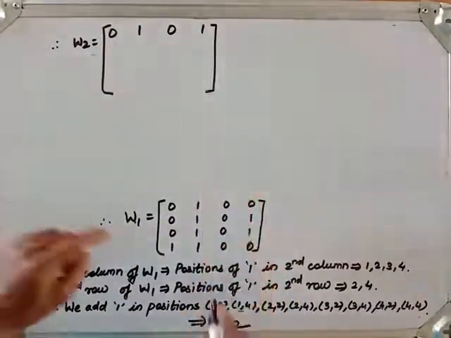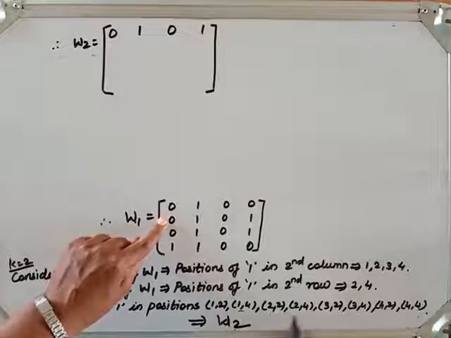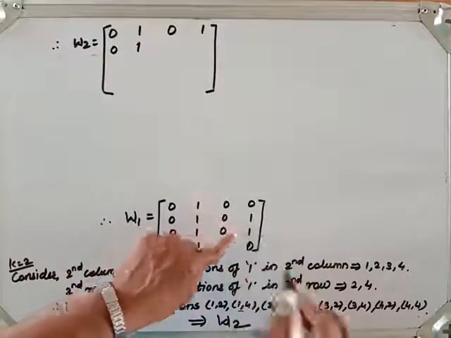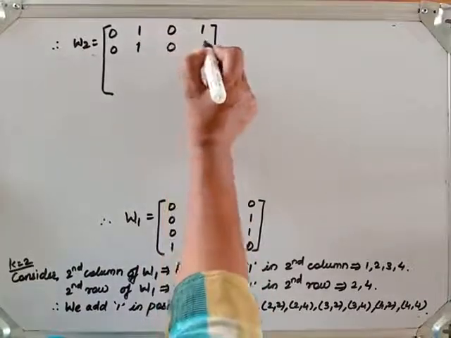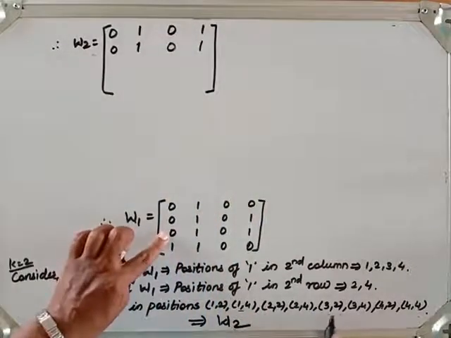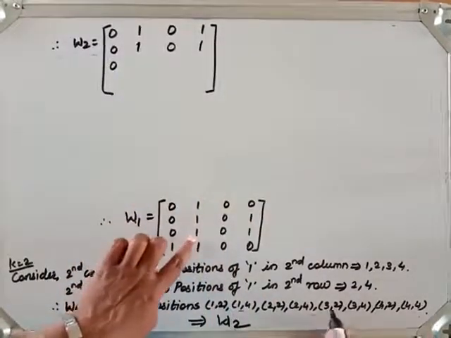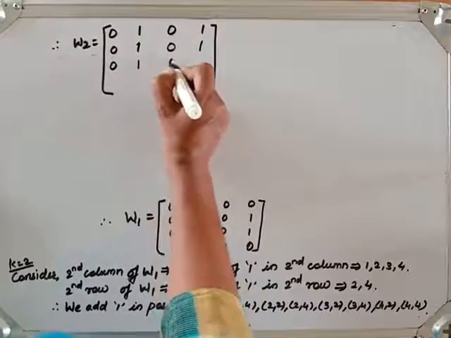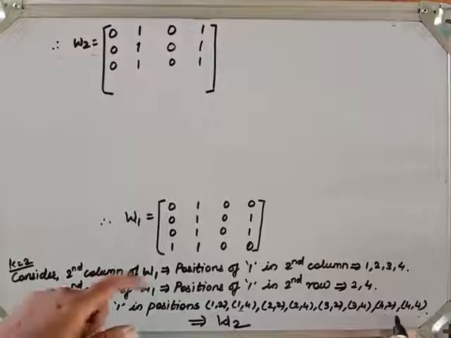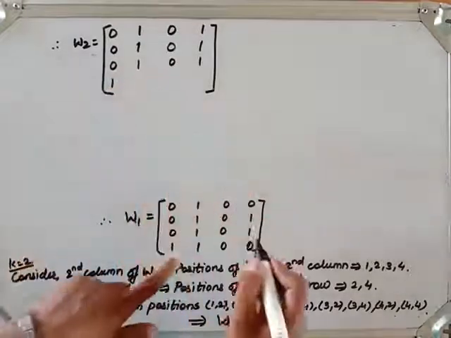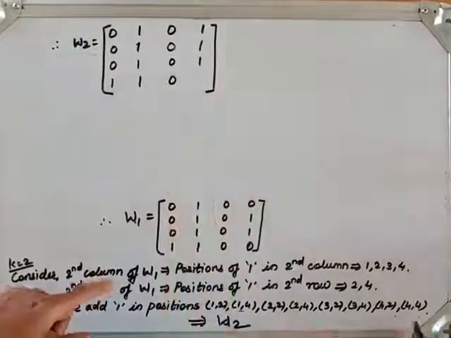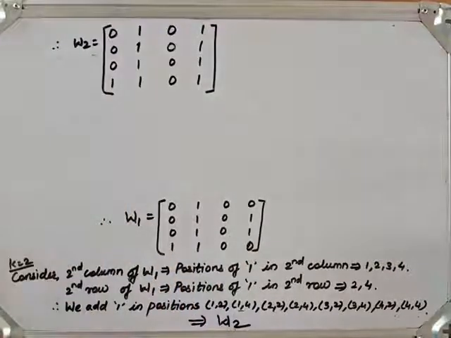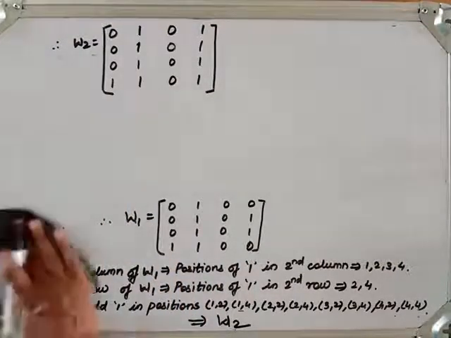Fine. Now 2, 1 is not here. 2, 2 is already 1 there. 2, 3 is not there, and 2, 4 is already 1, so this row is as it is. Now 3, 1 is 0 itself. 3, 2 already 1 is there. 3, 3 is 0 itself. 3, 4 is already 1, so this row is as it is. Now 4, 1 is 1. 4, 2 is also 1. 4, 3 is not there, but 4, 4 is there, so it will become 1. This is our W2.